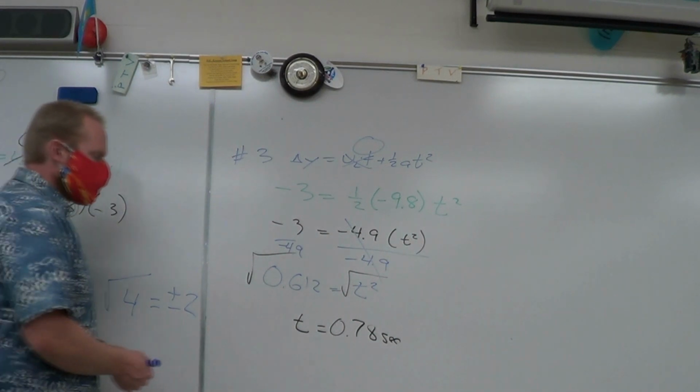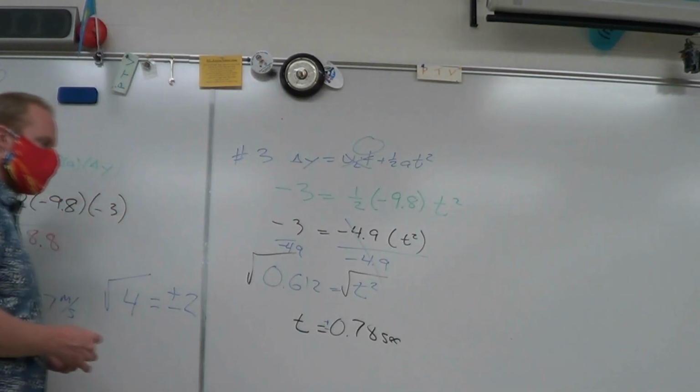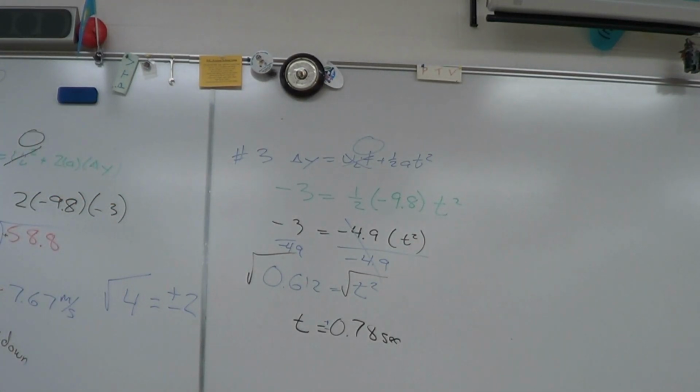Now, what's the square root of 4? Plus or minus. So the square root of 0.612 is going to be plus or minus 0.78. And now we have to make the choice.